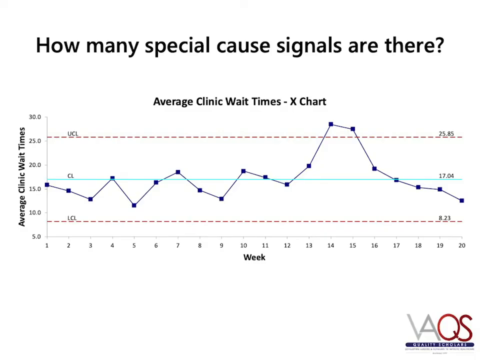Next, your facility provides you with data on average clinic wait times for the past 20 weeks. How many special cause signals are there in this X chart? Remember to look for shifts, trends, and points outside of the control limits.